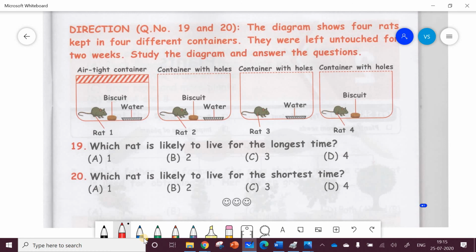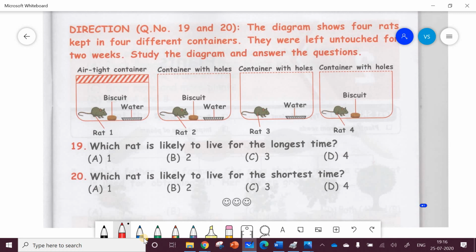Very good. And we are going to go with the last question. Which rat is likely to live for the shortest time? Like the smallest time. Be very careful here.